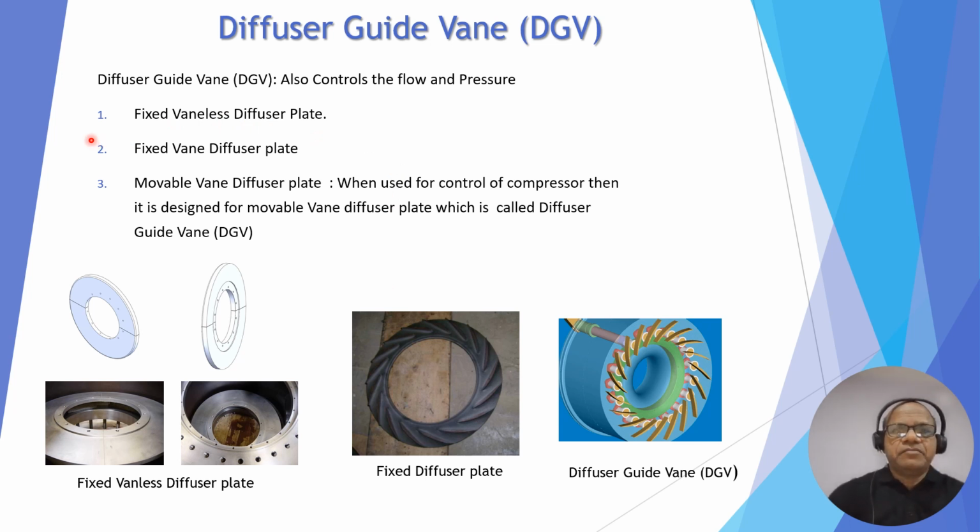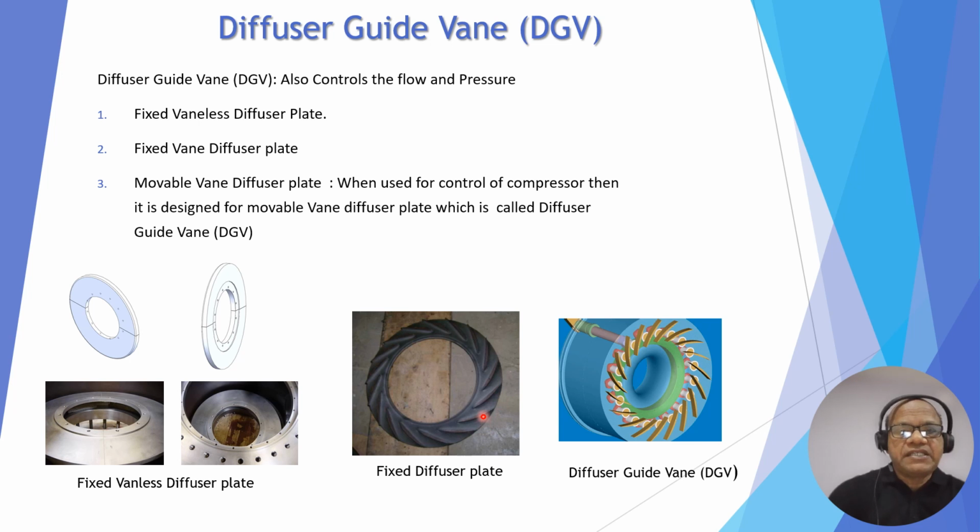Diffuser guide vane, that is called DGV. Diffuser guide vane DGV also controls the flow and pressure. DGV can be broadly of three types. You can see this one type, which is called a fixed vane diffuser plate. It's a plate. There is no vane, but this is a plate. This is again a fixed vane. This is vaneless, there are no vanes here, but there is a vane here. But again, this is a fixed plate. So fixed plate, fixed vane diffuser.